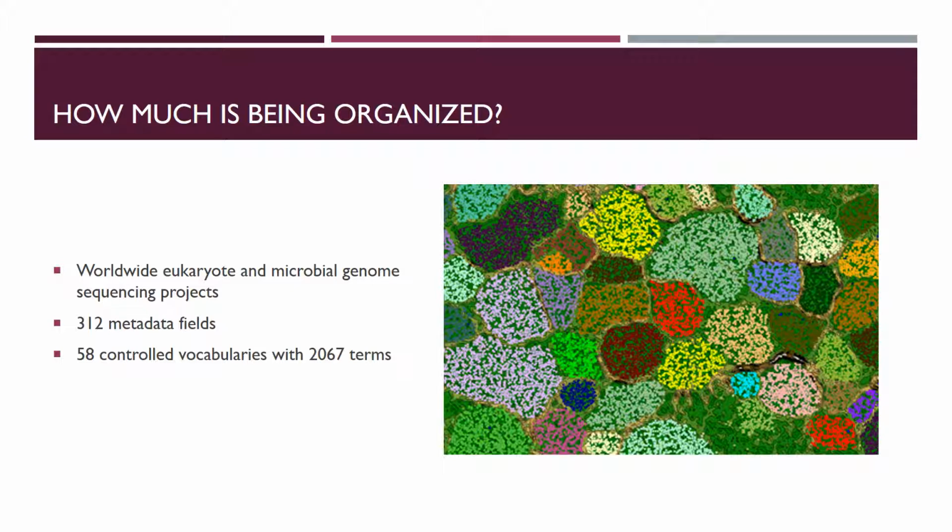How much is being organized? Well, as I mentioned earlier, this is a database to collect worldwide sequencing projects, but it is specific to eukaryote and microbial genome sequencing projects. So, just in a quick search, I found a list of 38 more genome databases, some that record more specific studies. One that was my favorite was Banana Genome Hub, which you can check out elsewhere.